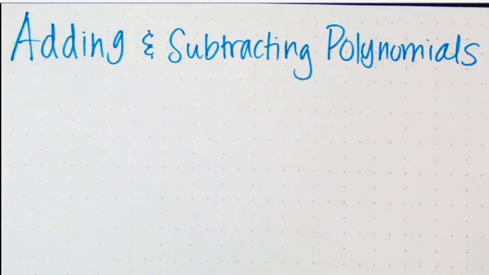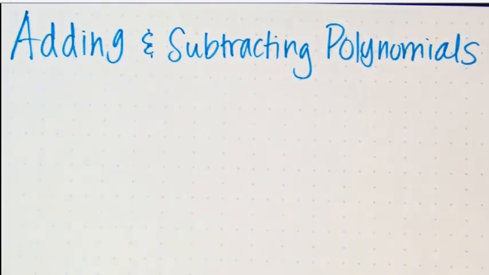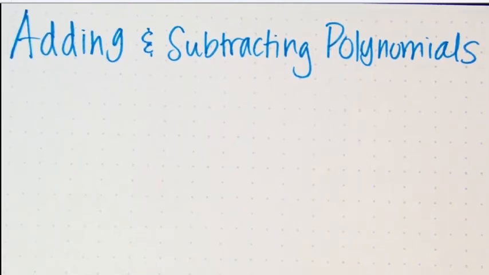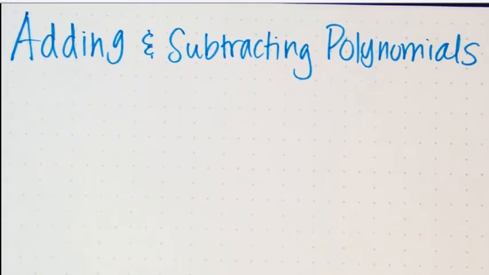Okay? So adding and subtracting polynomials, also known as combining like terms. We've done it before. It's just that now we're dealing with longer expressions. We're dealing with them in a situation where we have an expression added to another expression or an expression subtracted from another expression. Okay, so just a little bit of review.